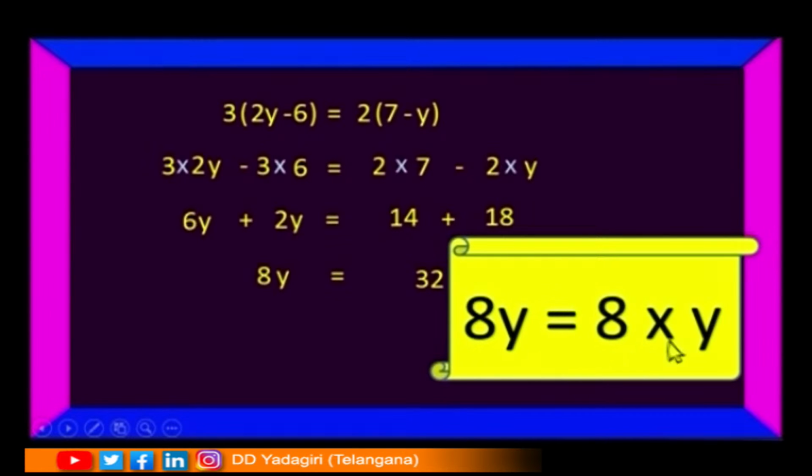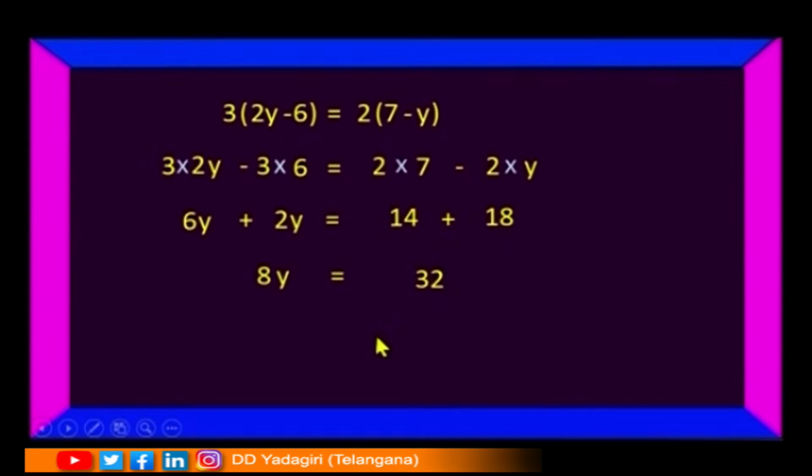So 8 is under multiplication, and the multiplication operation changes to division after transposing. Now you cancel the parts using the 8 table. 8 ones are 8, 8 fours are 32, hence the answer for this linear equation is 4. And what is our duty next? We have to verify our answer, whether it is correct or wrong.